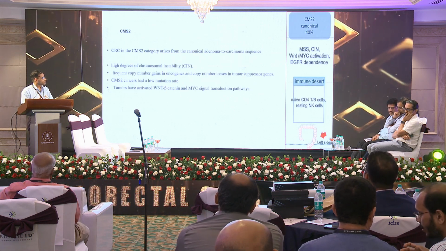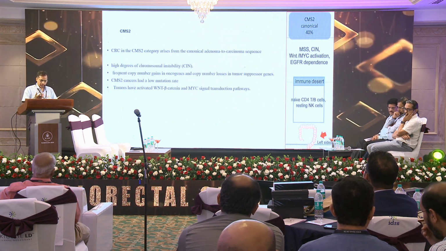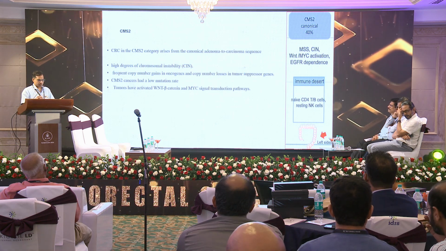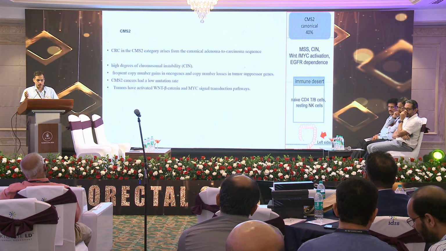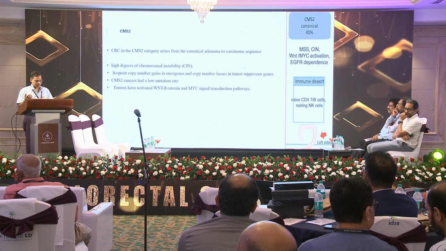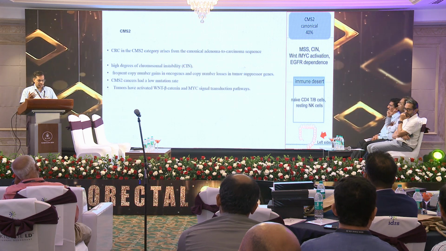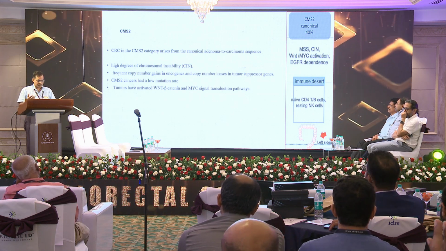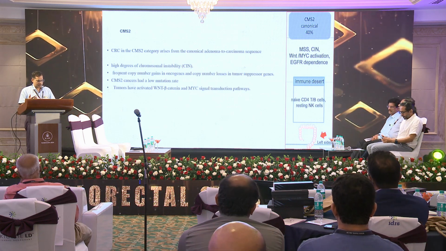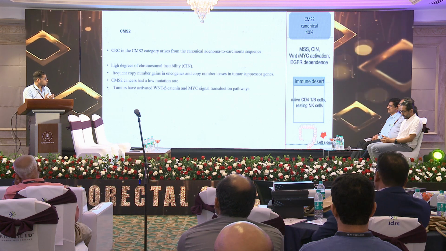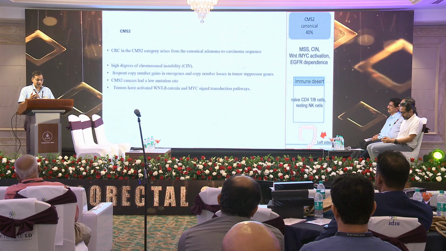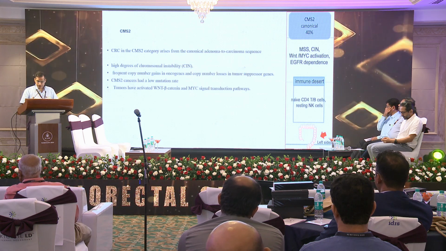Coming to CMS2, also called the canonical type, which is the most common, CRC in CMS2 arises from the canonical adenoma to carcinoma sequence. You get a high incidence of chromosomal instability, a high number of copy number alterations, and copy number losses in TP53 also. CMS2 tumors have a low mutation rate, and they have activated WNT, beta-catenin, and MYC signaling pathways.